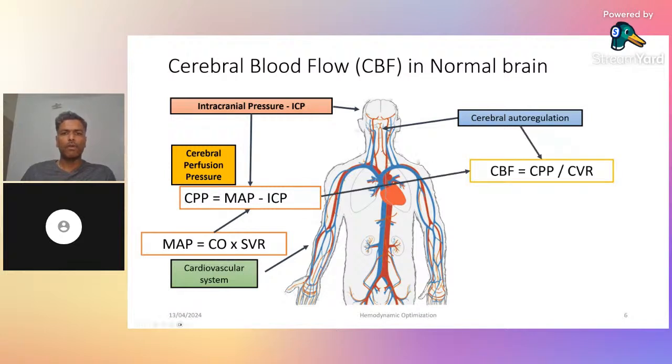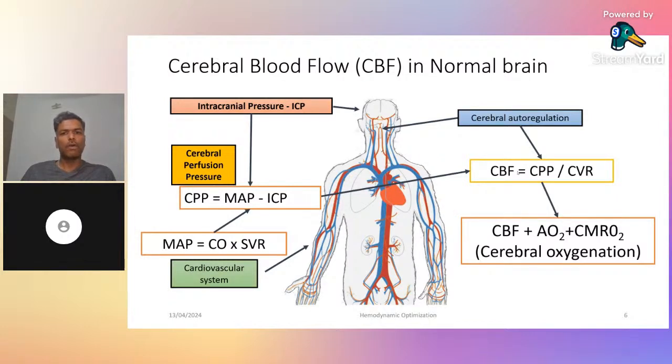We also have to look at the cerebrovascular resistance. If there is a very high resistance, then the cerebral blood flow will be less. A common example of this high resistance would be vasospasm in subarachnoid hemorrhage. You will see a very high cerebrovascular resistance, which acts against cerebral perfusion and reduces cerebral blood flow. But our goal to provide enough perfusion and oxygenation doesn't end at that.